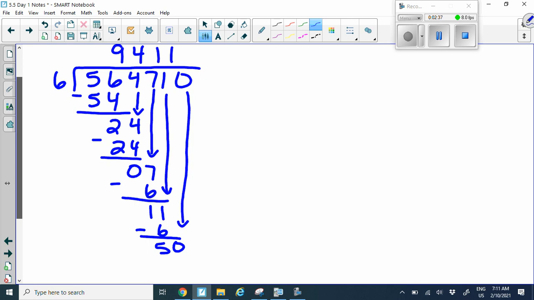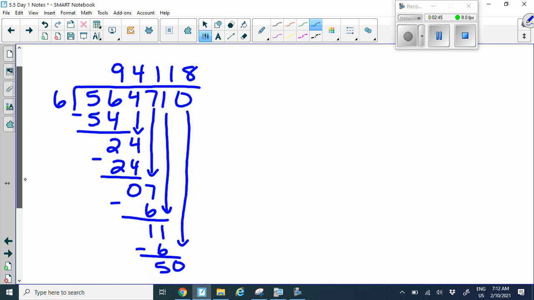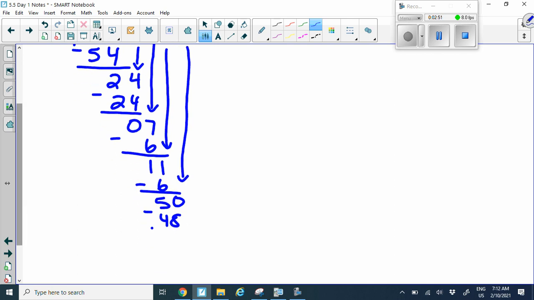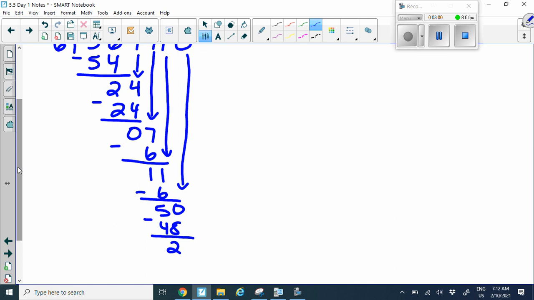Can 6 go into 50 evenly? No. But at most, how many times can it go into it? Well, at most 8 times. So if you do 6 times 8, that's going to give us 48. And then we subtract, and we get 2. Now we have no more numbers to bring down. So what is that 2 really representing? Well, it is what we call our remainder.